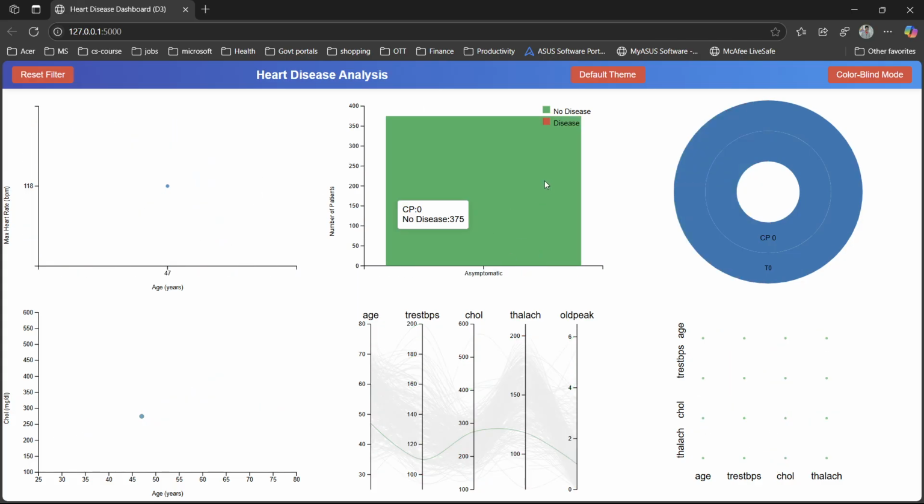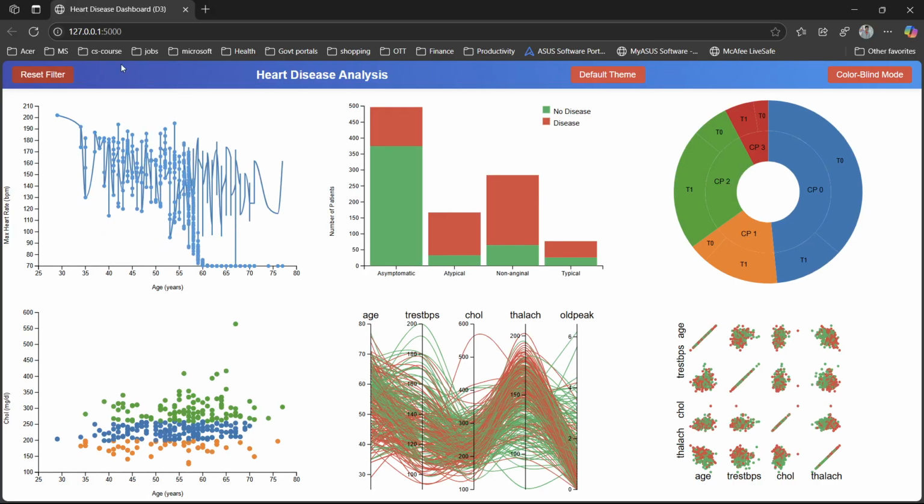So this shows that this patient has no disease and is in the first value of the chest pain type, which is asymptomatic. And you can also see the sunburst graph aligning towards it. We can use this reset filter button to get the dashboard back to the main visualization. This line chart is ideal for spotting age-related heart rate anomalies, which could prompt further medical investigation.